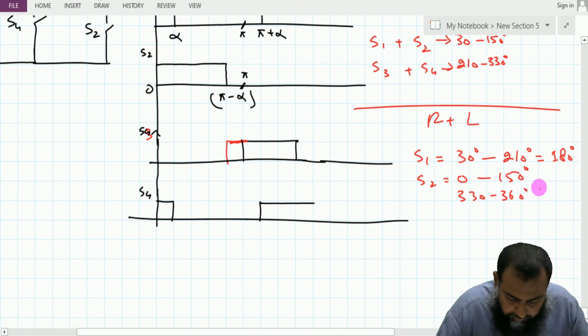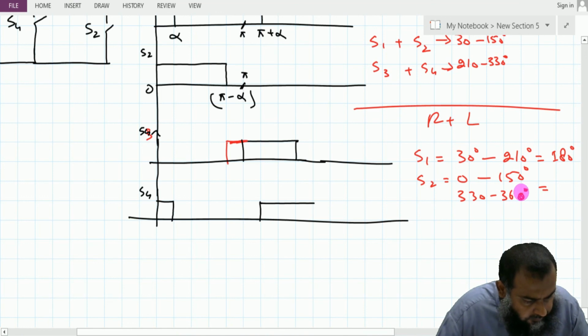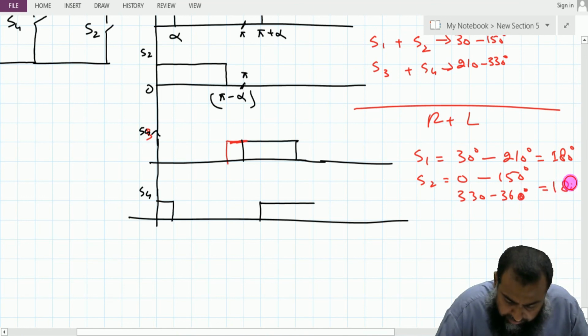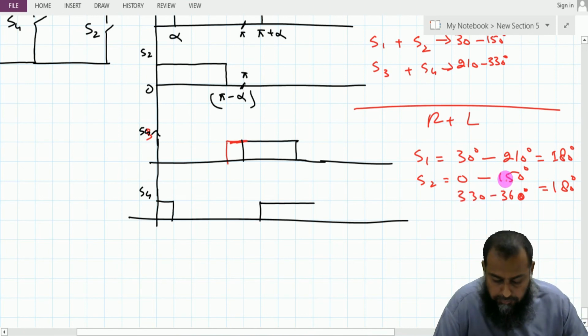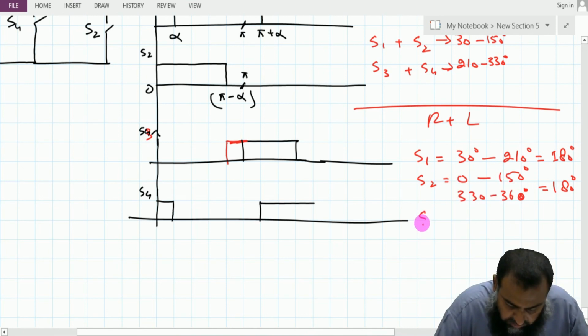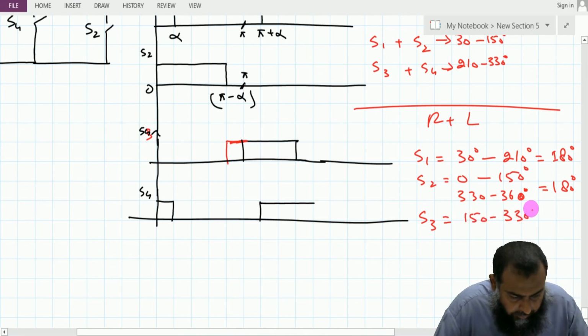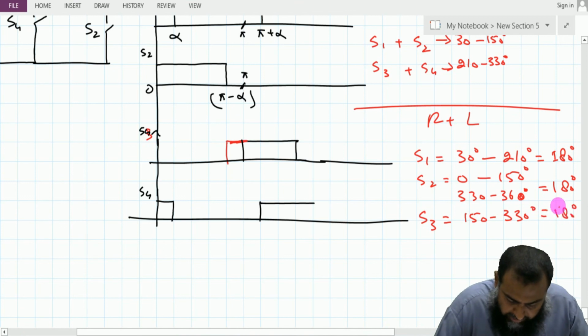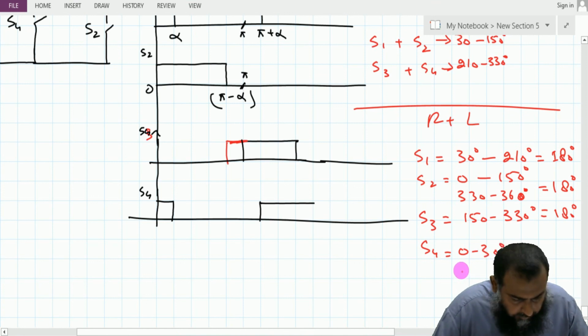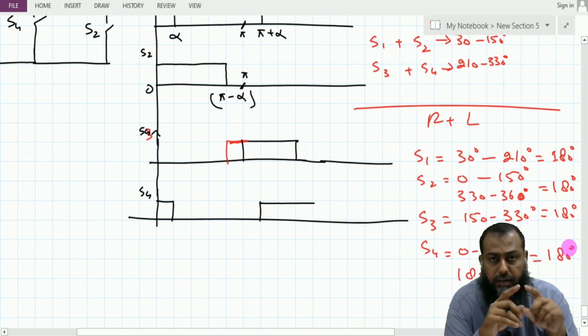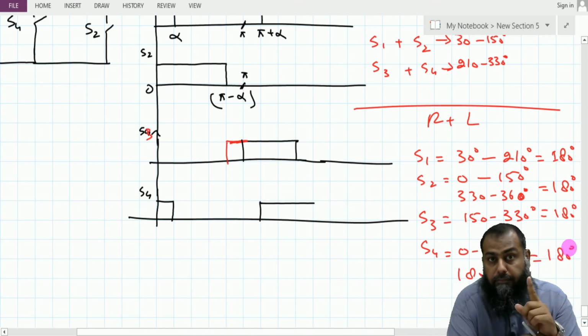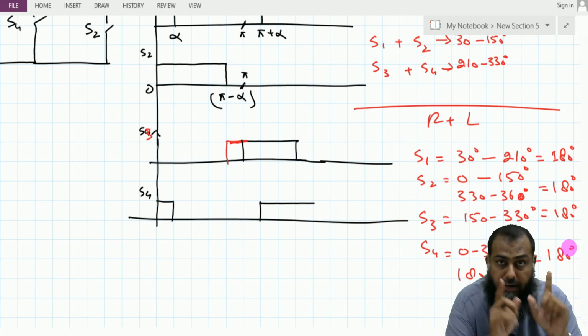So this is again equal to 180 degree. 30 degree coming from this side and 150 degree from the above expression. S3 is turned on from 150 to 330 degree, and that is equal to 180 degree. And this S4 is turned on from 0 to 30 degree and from 210 to 360 degree, again completing the total switching time equal to 180 degree. So every switch has to turn on for complete 180 degree.